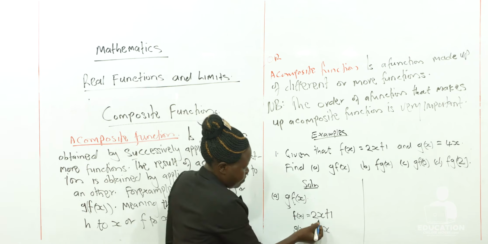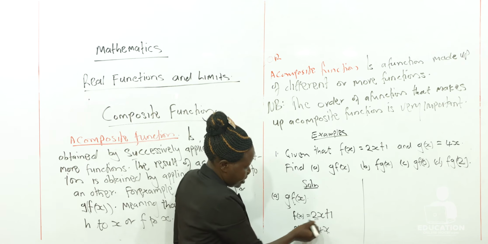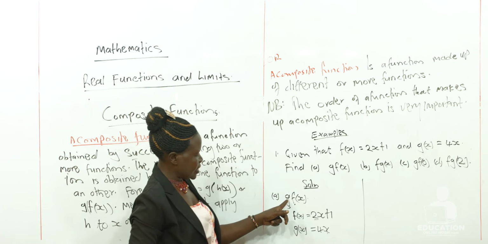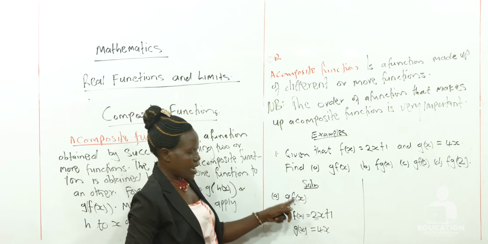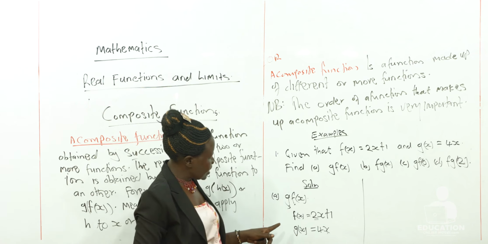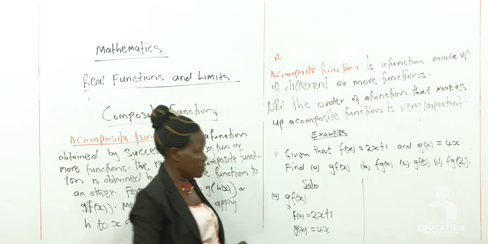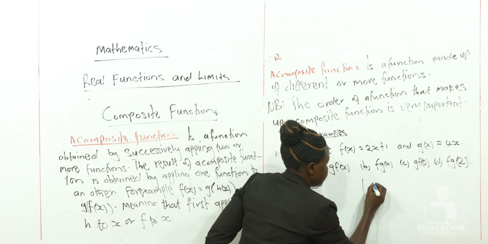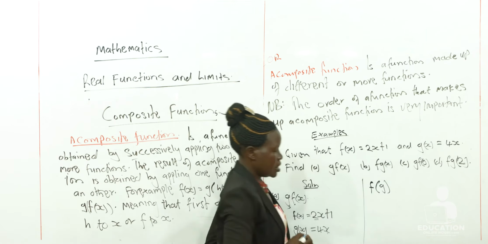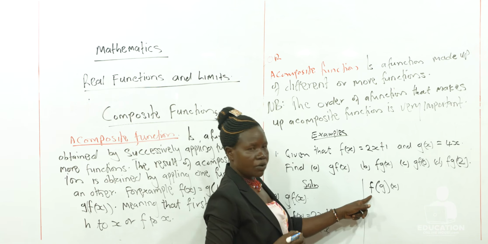Look at this. We have the two functions containing variables, and the coefficient of x in f is 2. The coefficient of x in g is 4. Now here they are saying gf. Which one comes first is very important for you to take note. It means that g is going to be out and then f will be in. So you will have g of f.